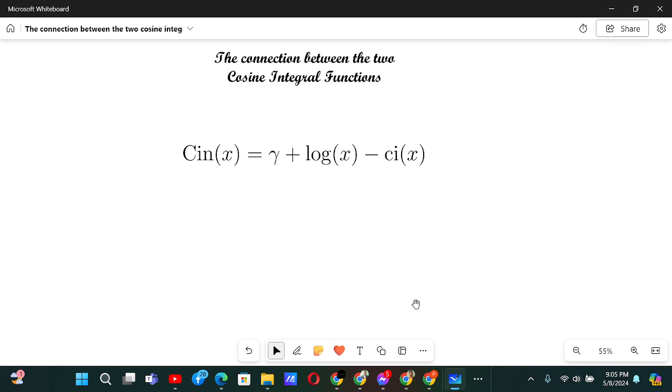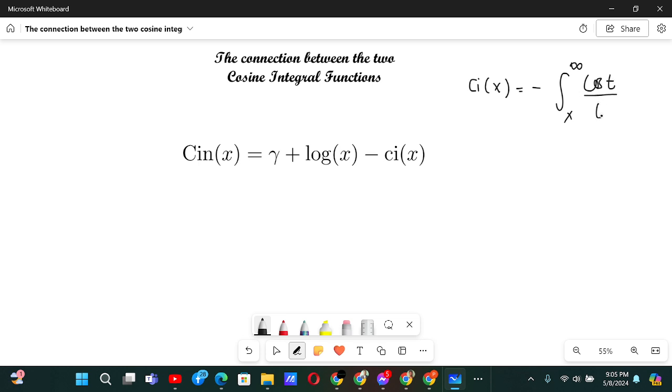The connection between the cosine integral functions of two different types. I think you know about this. The first Ci function is basically defined as negative of the integral from x to infinity of cos t by t dt, and the other cosine integral function, written as Cin of x, is defined as the integral from 0 to x of (1 minus cos t) by t dt. Now we want to find the connection between these two functions.